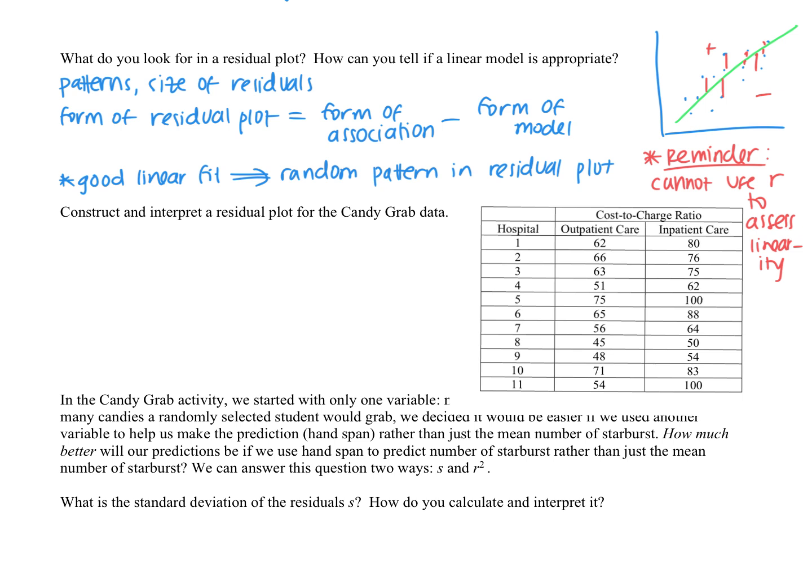One thing we have to be able to do is construct residual plots. We didn't keep the candy data, so I took this data from the previous page. What I need you to do right now in your calculator, put outpatient care in list 1 and put inpatient care in list 2. And there should be 11 pairs.